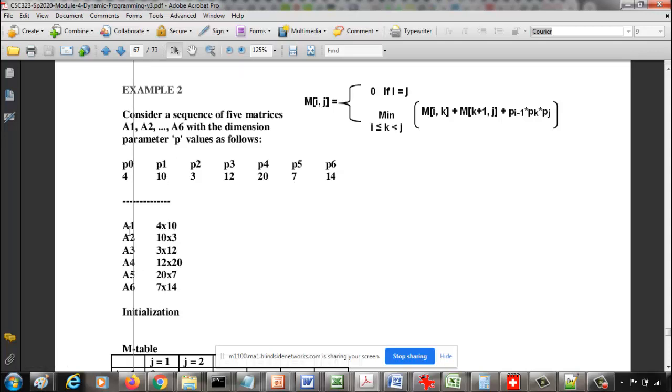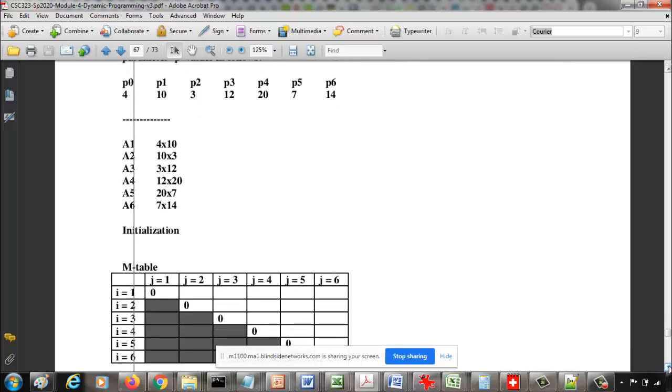So A1 is going to be of dimension P0 times P1. A2 is going to have dimension P1 times P2, A3 is P2 times P3, A4 is P3 times P4. So for any matrix Ai, its dimension is Pi minus 1 times Pi. That is the dimension of that matrix. So the last matrix A6 is P5 by P6. That's the dimension. Alright, so that's how you get the dimensions of the individual matrices.